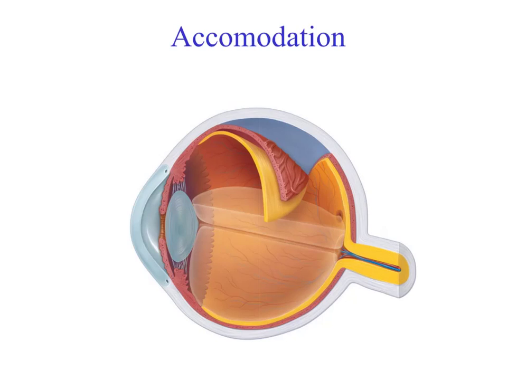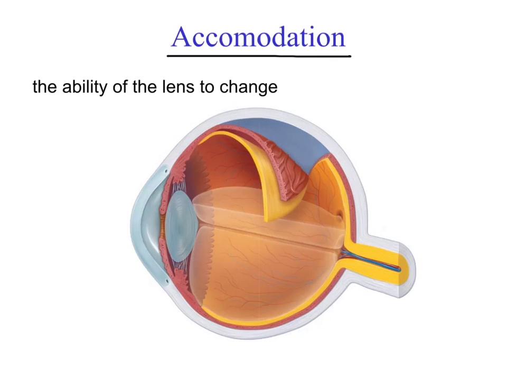Hello everyone. In this one I'm going to be talking about something called accommodation. Now, accommodation in the biological sense refers to the ability of the lens to change shape to focus the light. So let's write down exactly what this word accommodation means. So we said it is the ability of the lens to change shape to focus the light. And that's what accommodation means.